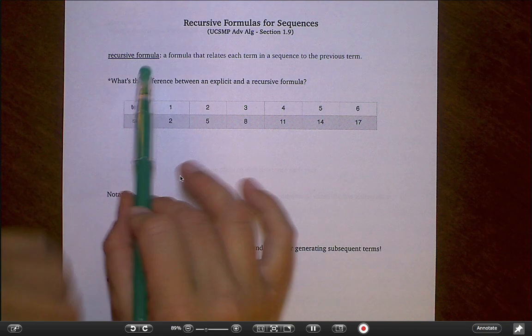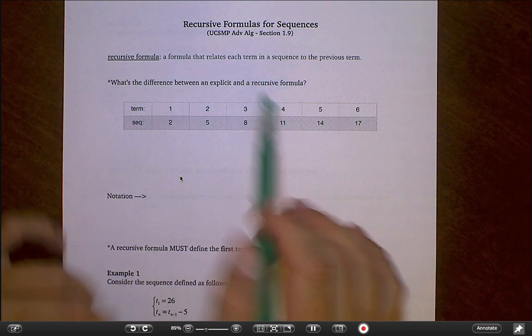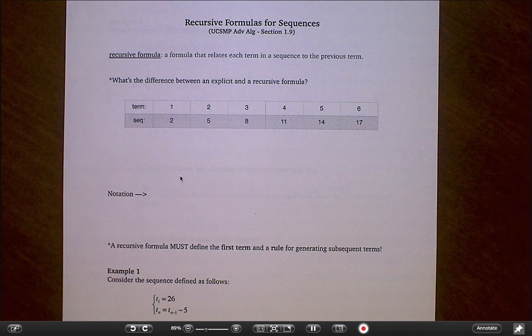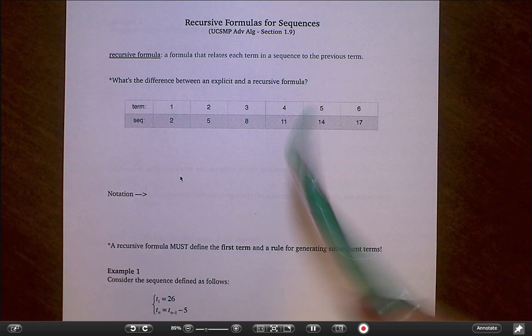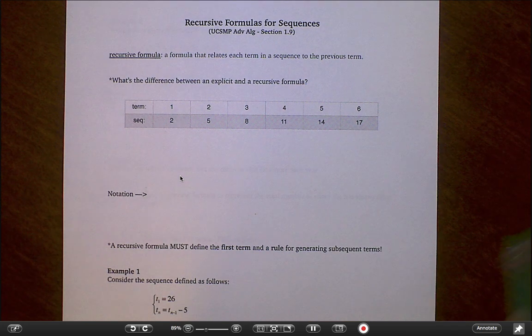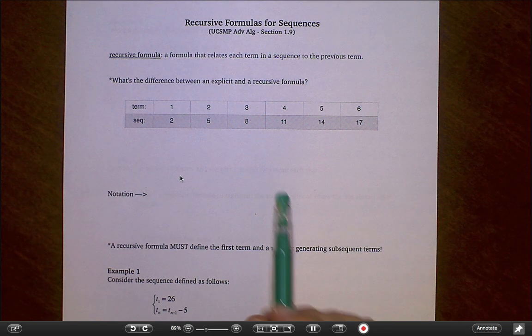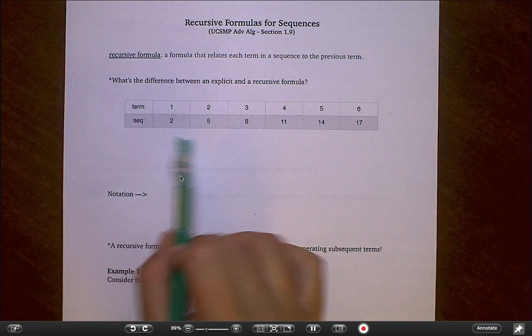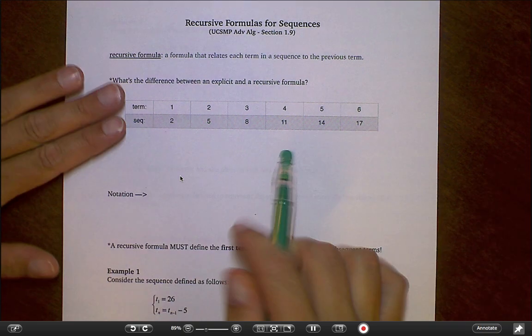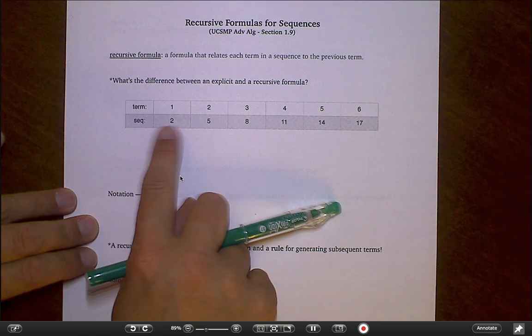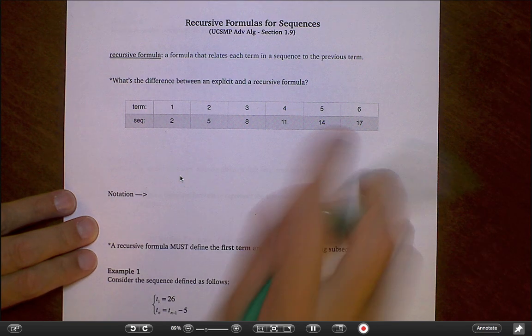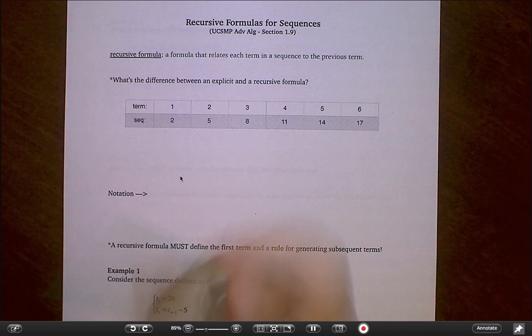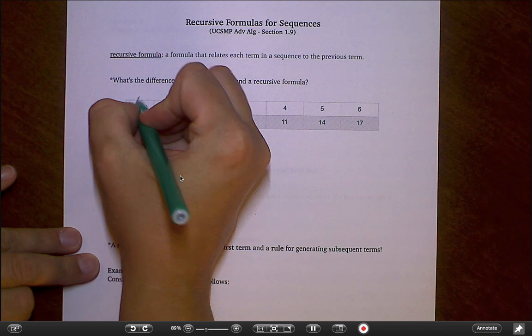So a recursive formula is a formula that relates each term in the sequence to the previous term. And quite honestly, this is the type of relationship that I think we see more obviously than we see the explicit formulas. Really, we're no longer concerned with the term numbers. We're concerned with how do I get from one term in a sequence to another. So I've given you a sequence here, and really the sequence is this bottom row, 2, 5, 8, 11, and so on. These up here are our term numbers, so this is like the n values up top here.